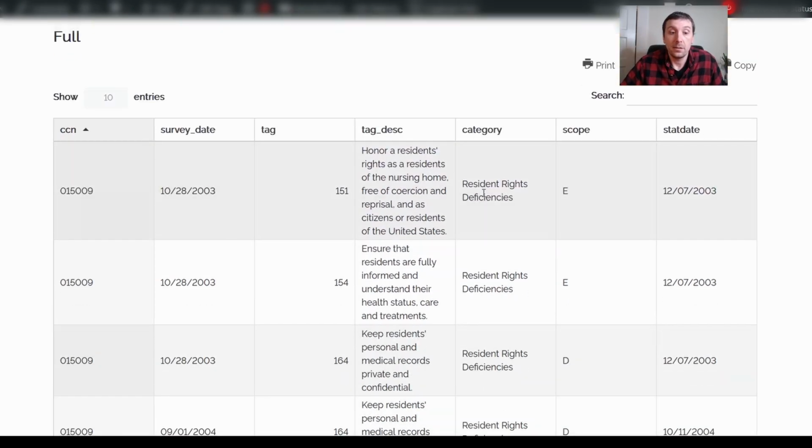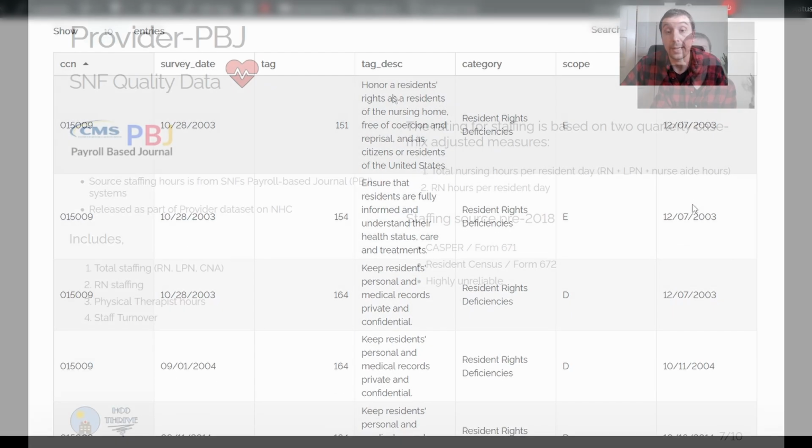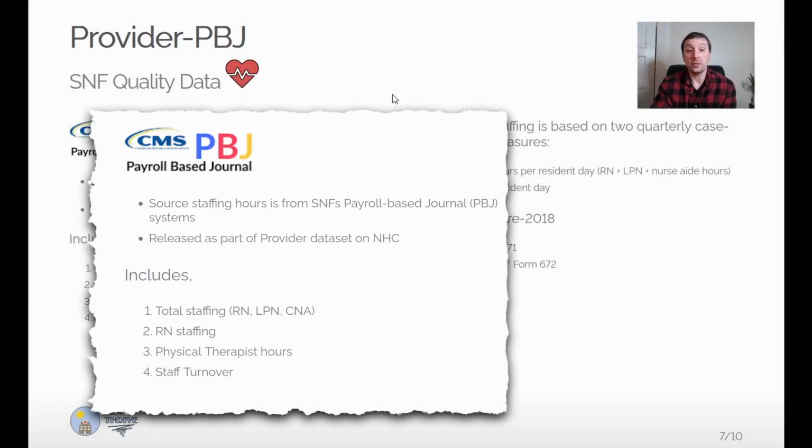Here again, you can see that the data set is in a different format, just like the fire citations data set. You can see the tag, description, category, and scope, as well as the survey date and the date that it was corrected. CMS's Payroll Based Journal system is where they get staffing information from. This is going to include total staffing, RN staffing specifically, physical therapist hours, and staff turnover, including admin turnover.